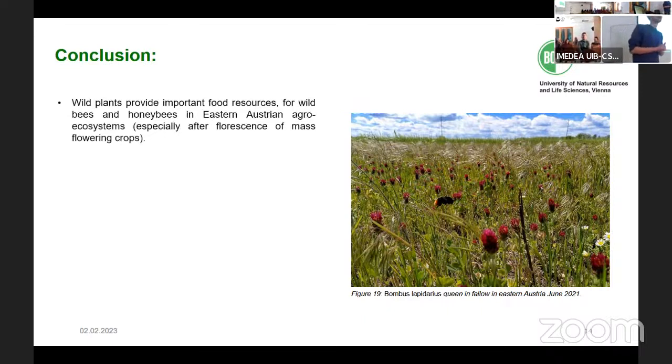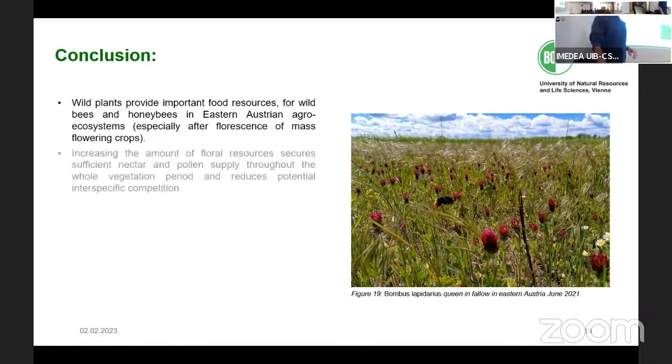We concluded that wild plants provide an important food resource for wild bees and honeybees in Eastern Austrian agroecosystems, especially after the flourishing of mass flowering crops. And increasing the amount of floral resources secures a sufficient nectar and pollen supply throughout the whole vegetation period. It probably would also reduce the potential interspecific competition.